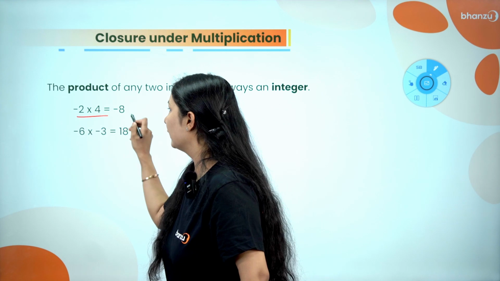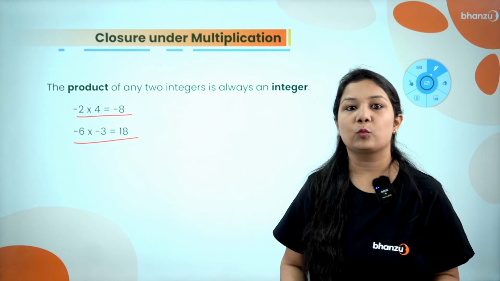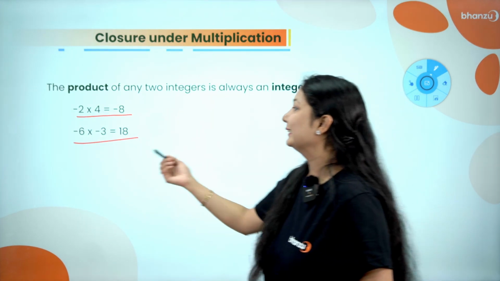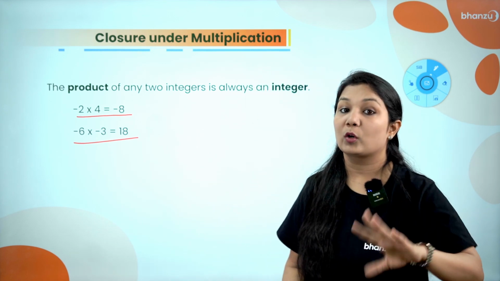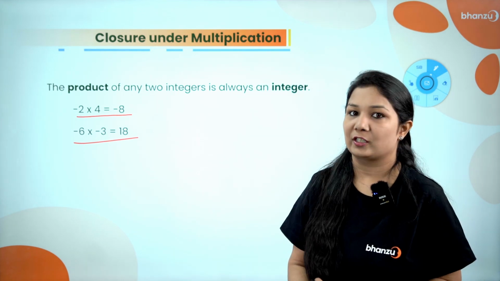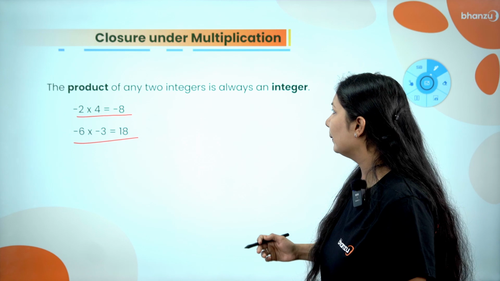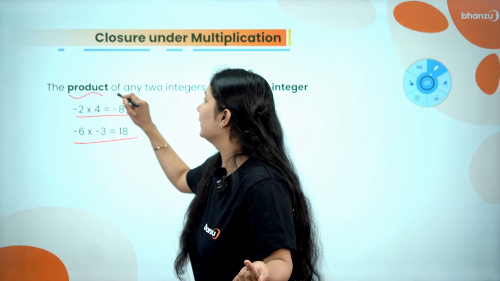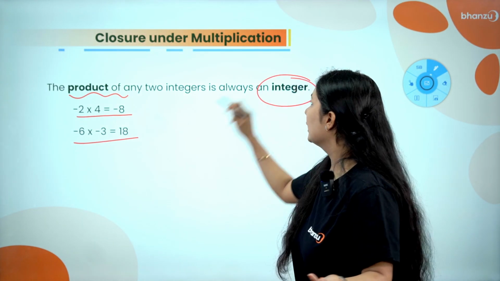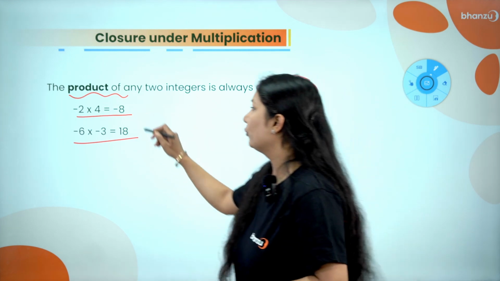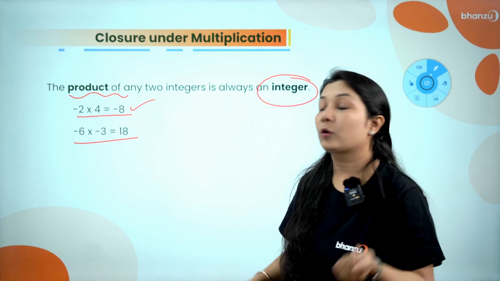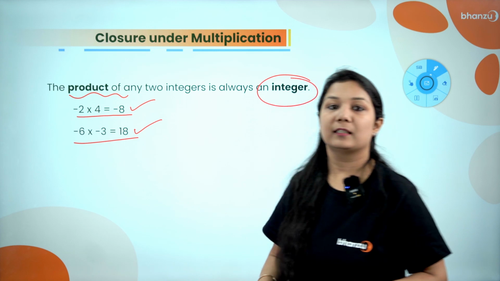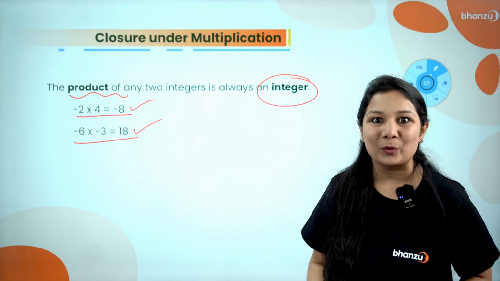Here we have taken different examples. The first one is with different signs, the second one with same signs, what we had learnt in the previous session. Trying to recall, everybody. The product of these integers is an integer, as you can see. The product of the first one is -8. The product of the second one is +18. So it's an integer only.